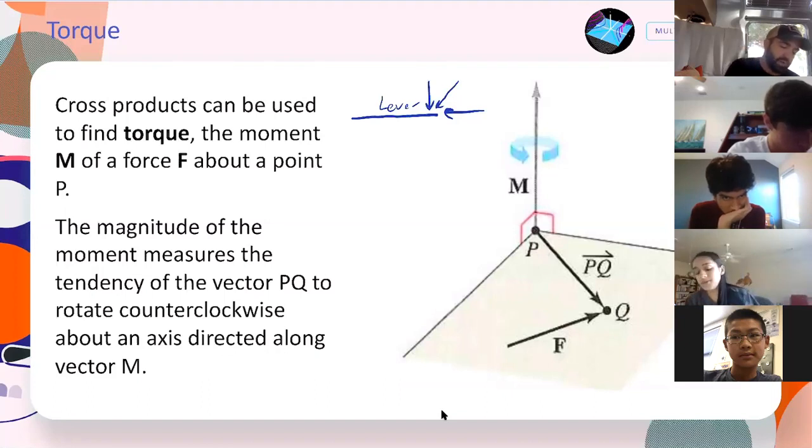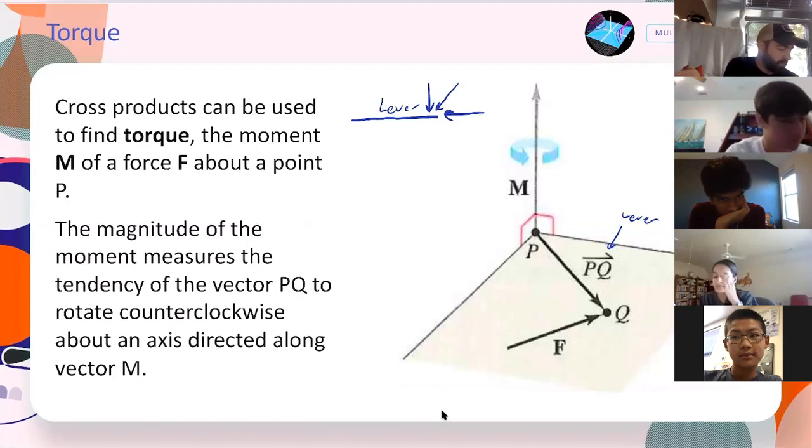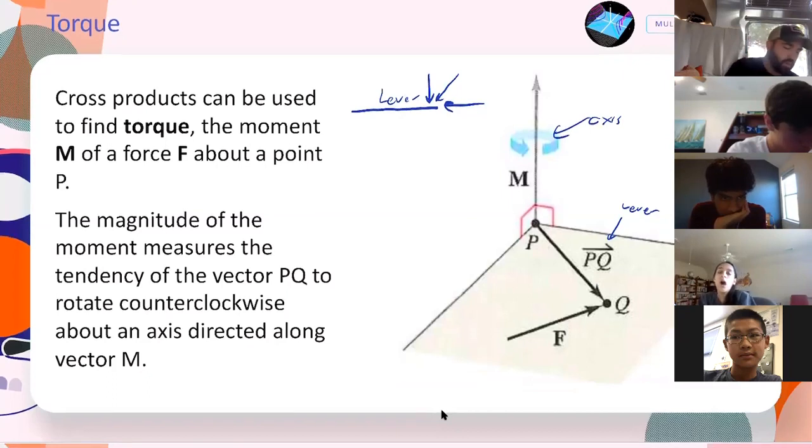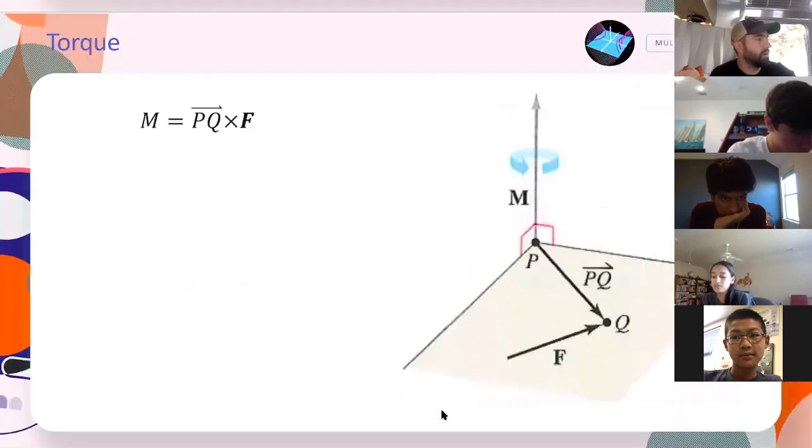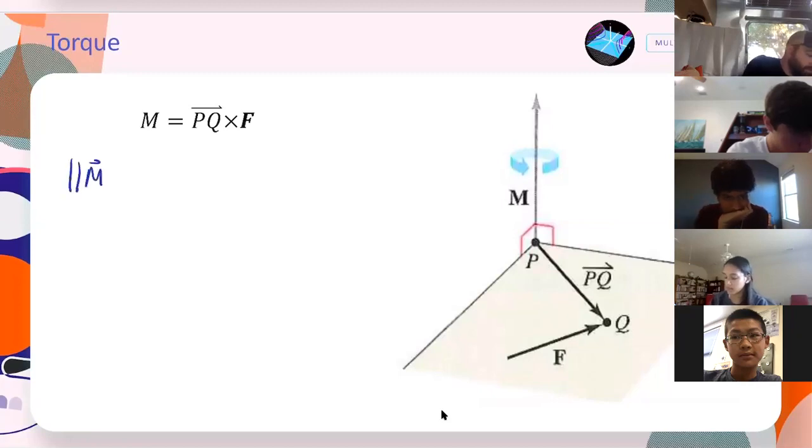And so what we picture is this would be the lever here. And then notice the moment, this axis, is perpendicular to the lever and the force. So the thing it's trying to rotate around is perpendicular, which is why the cross product is involved. So the moment is going to be given by just the cross product of PQ and F. And then we often want the magnitude of a moment.